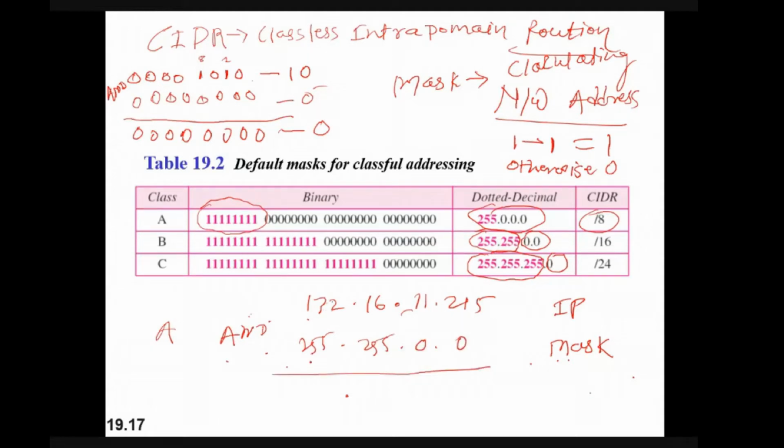Anything ANDed with 255 will give you the same number. 172 ANDed with 255 gives 172, 16 ANDed with 255 gives 16, 11 ANDed with 0 gives 0, and 215 ANDed with 0 gives 0. So this is the network address of our college. If anyone asks which network your college is using, our college is using the network 172.16.0.0 of class B.